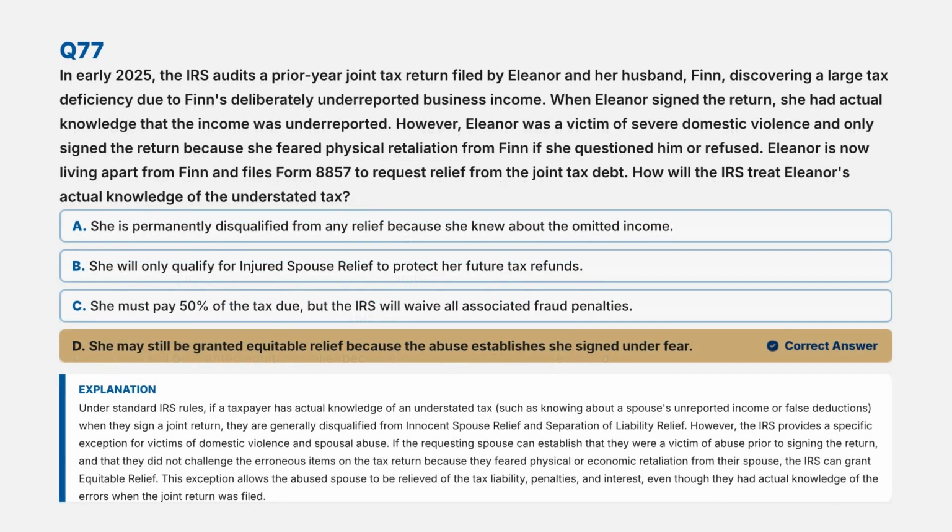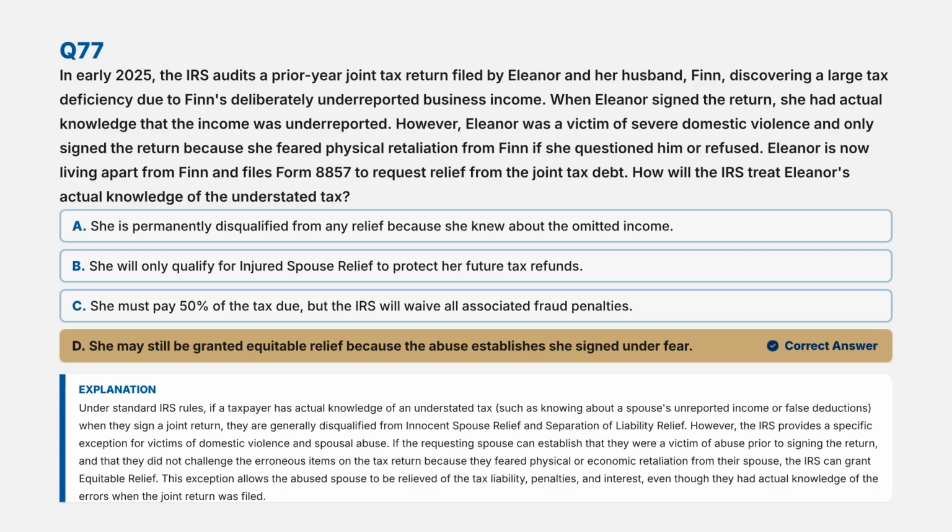The correct answer is D. She may still be granted equitable relief because the abuse establishes she signed under fear. Under standard IRS rules, if a taxpayer has actual knowledge of an understated tax, such as knowing about a spouse's unreported income or false deductions, when they sign a joint return, they are generally disqualified from innocent spouse relief and separation of liability relief. However, the IRS provides a specific exception for victims of domestic violence and spousal abuse.